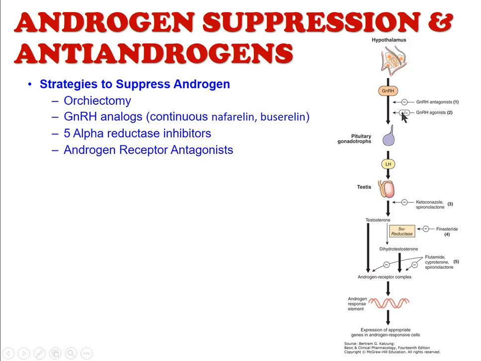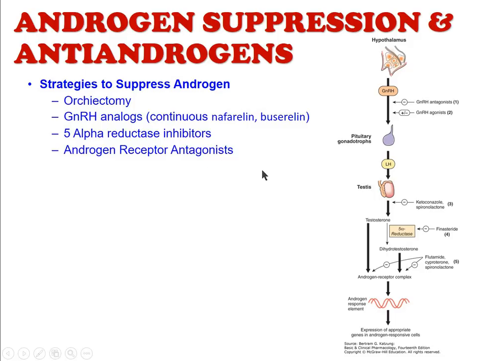You can give it in a low and pulsatile manner, which will stimulate, but chronic continuous administration will block that. You can completely remove the testes, all right? Or you can use drugs called 5-alpha reductase inhibitors. This drug is called finasteride. It's going to block this enzyme, which was converting testosterone to dihydrotestosterone, the most active form of testosterone. So if you don't have the most active form, it's not going to bind.